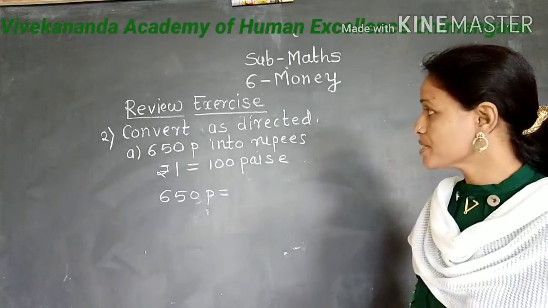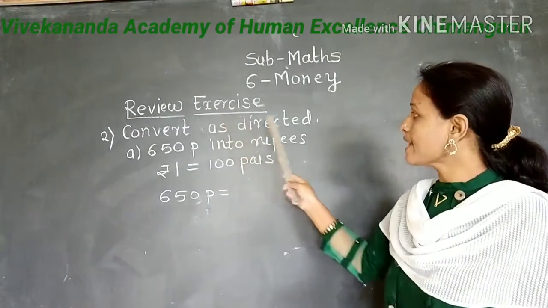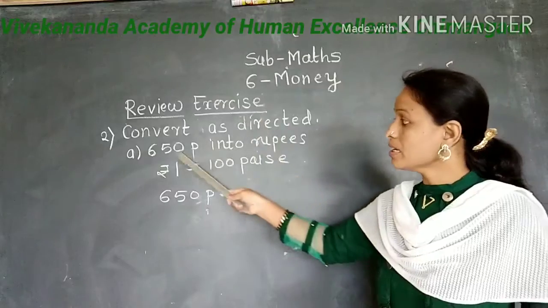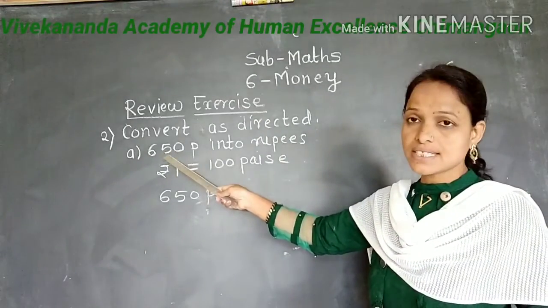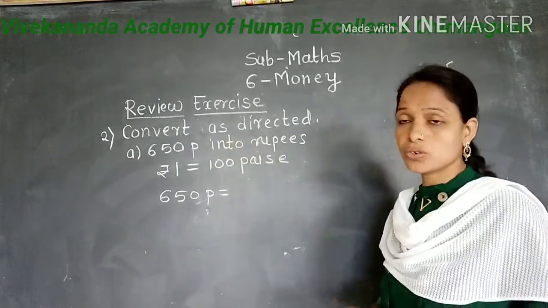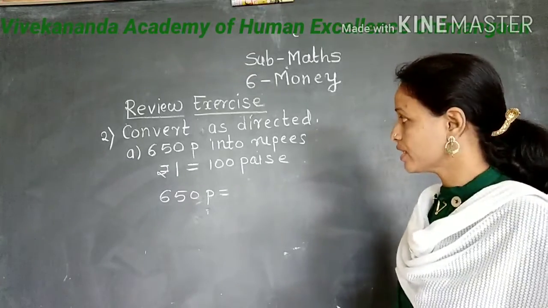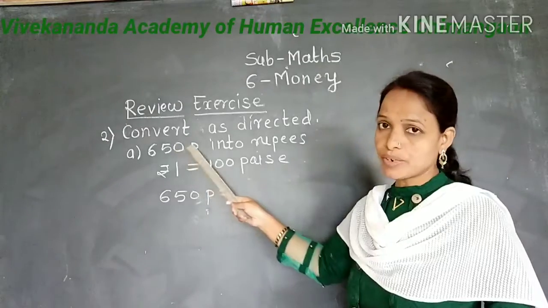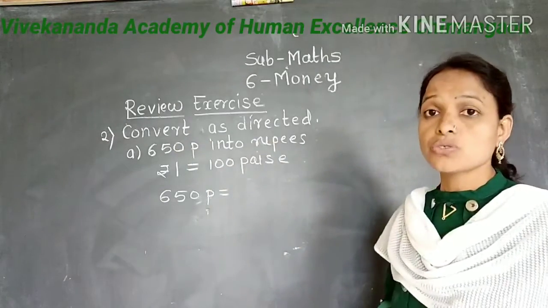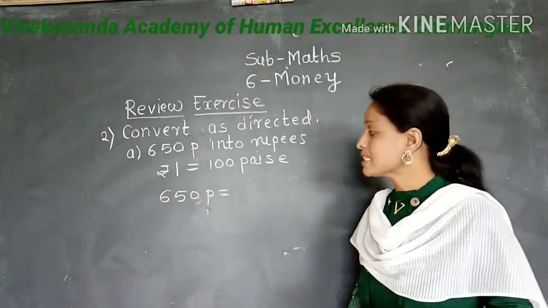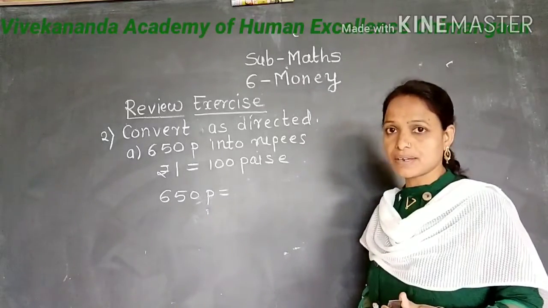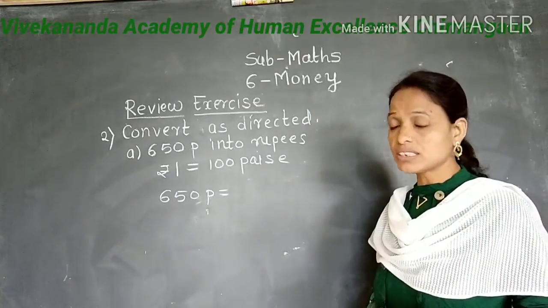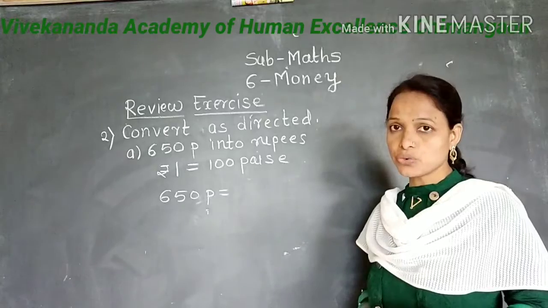Okay. Now question number 2. Convert as directed. Here we have to convert 650 paise into rupees. Okay, question again. Convert as directed. We have to convert 650 paise into rupees. So you know that 1 rupee is equal to 100 paise. Okay, and you have the conversion of paise into rupees.